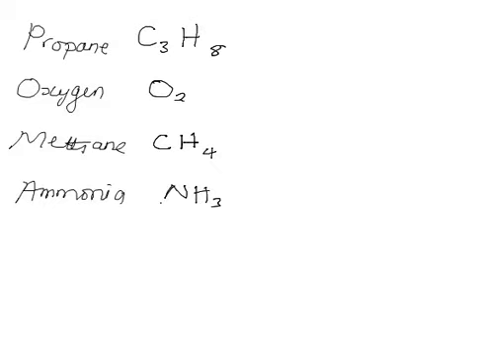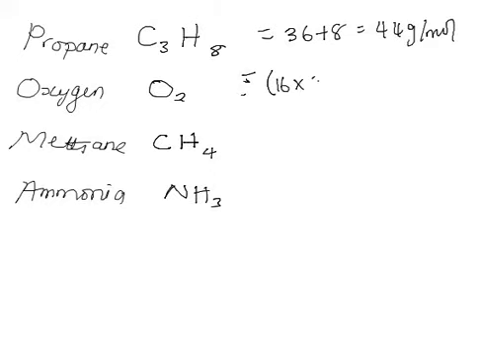So you use the values of the masses of all the individual elements to calculate the masses. So carbon is 12, right? 12 times 3 will give you 36. 36 plus your 8 times 1 for hydrogen. This will give you 44 gram per mole. For oxygen, O is 16. So you have 16 times 2, which will give you 32 gram per mole.